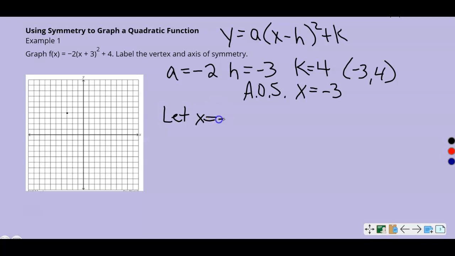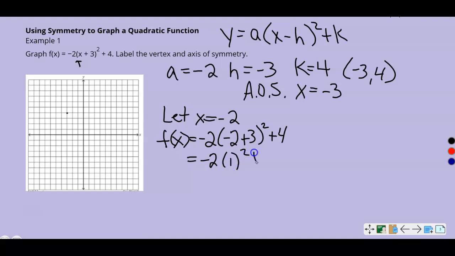So let's say let x be -2. And if I let x be -2, that means I have to plug it in and find y. So f of x is our y. So f of x equals -2 times -2 plus 3 squared plus 4. So all I did was plug it in for x in my original equation here. You have to do order of operations, so you have to work inside the parentheses first. So I'm going to have -2 plus 3 is 1. And then I have to square it because exponents come before multiplication. So 1 squared is just 1. And then -2 times 1 is -2. -2 plus 4 is 2. So when x is -2, y is 2.